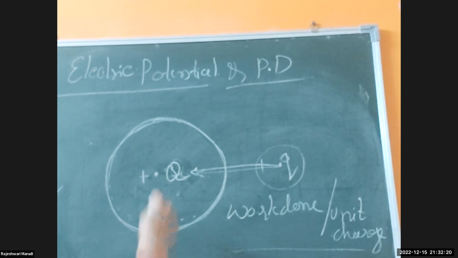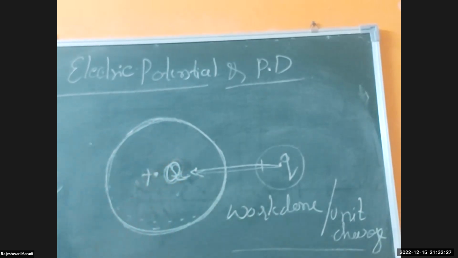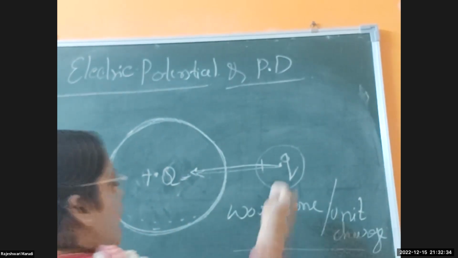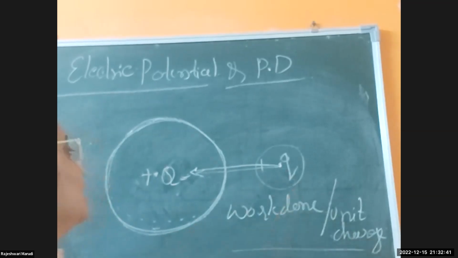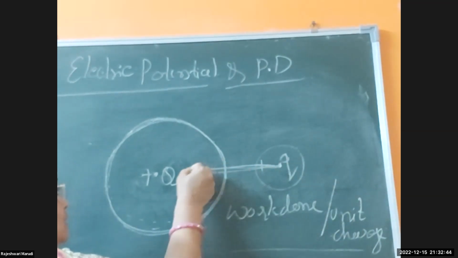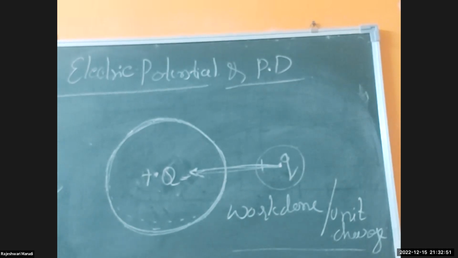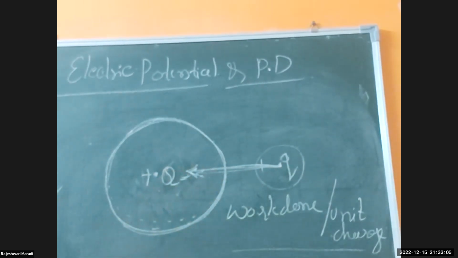Here I have represented this electric field, and here I have one positive charge, represented by the capital letter Q. I want to bring another positive charge, which I represent by the small letter q, into this electric field. But as both have the same kind of charge, the positive charge, by the property of charge they repel each other. So to bring this positive charge into this electric field, I have to do some work on it.